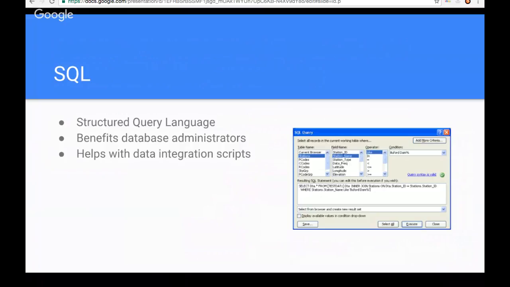So what is SQL? SQL is structured query language. It benefits database administrators, and it allows them to work on data analysis, data integration scripts, all that. And it's a big part of a computer database and how everything correlates. So here you can see an SQL query. You've got the table name, the field names, and the operator, and all three put together create the query.